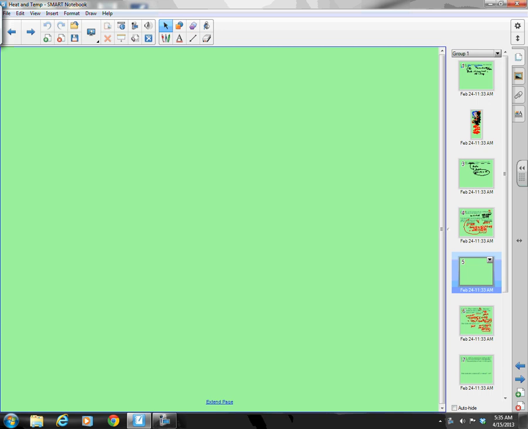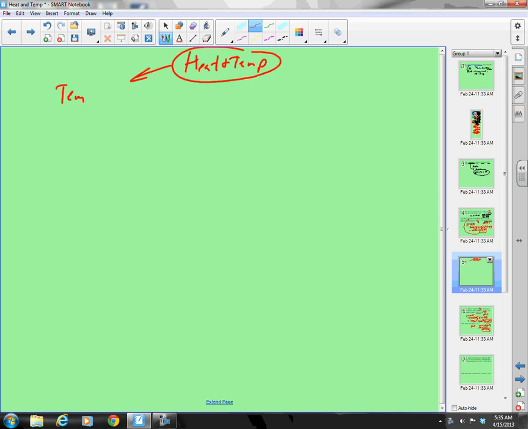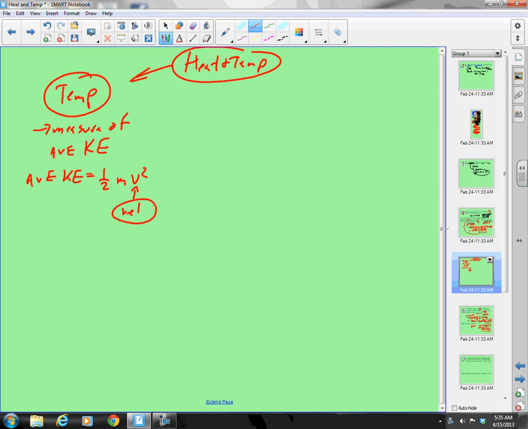We're talking about heat and temperature, right? And last time we kind of gave some definitions here. We said, hey, what is temp? Well, temp is a measure of average kinetic energy, and that average kinetic energy we all know is equal to 1/2 mv squared, where v is equal to the velocity of the particles. So that temperature really is what? A measure of the velocity of the particles.